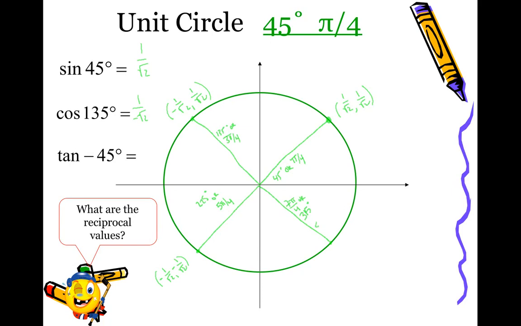Right? This is also going to be negative 45 degrees, because that negative means that you're going clockwise. So this will be negative 45, and this coordinate point is going to be 1 over root 2, negative 1 over root 2. So if I want to find the tangent, that's going to be y over x. Well, if I do y over x, I'm going to get negative 1. So think in terms of the unit circle.